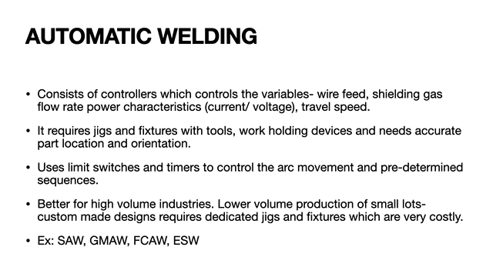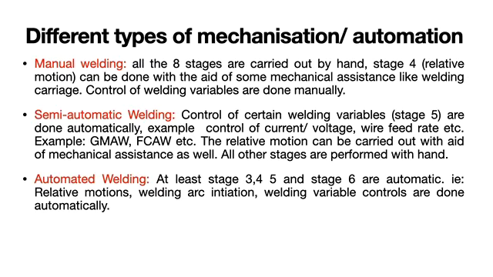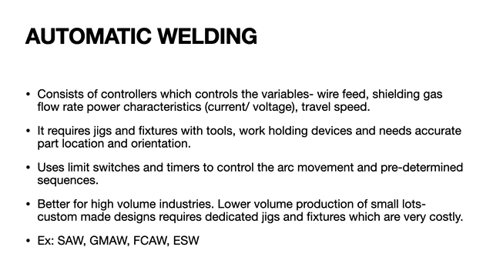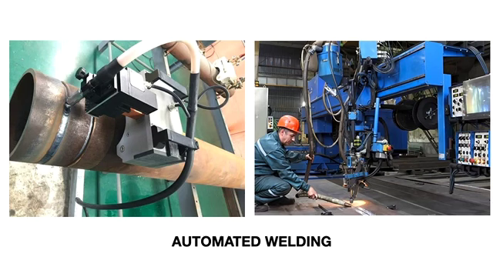I am very sorry, the title for this particular slide should have been automated welding, not automatic welding, because automatic welding we have not discussed. We were discussing automated welding. I'm very sorry for that. Just consider this as automated welding. In automated welding, the major welding processes that can be automated are SAW, ESW, GMAW, FCAW, etc. This is an example of how automated welding is performed.